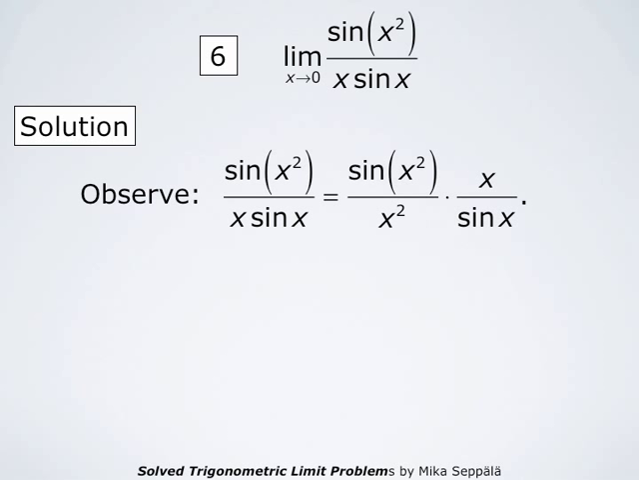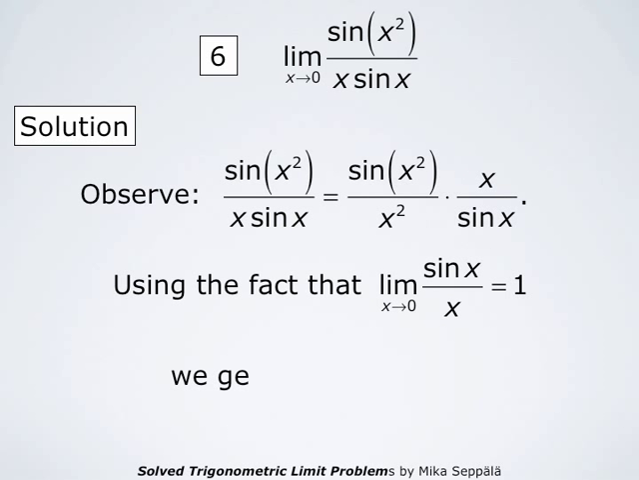Then we use the fact that the limit as x approaches 0 of sine of x divided by x is just 1, so we get that the limit as x approaches 0 of sine of x squared divided by x times sine of x is the same as the limit as x approaches 0 of sine of x squared divided by x squared times x divided by sine of x. And both of these expressions in the product approach 1, therefore the whole limit is 1.